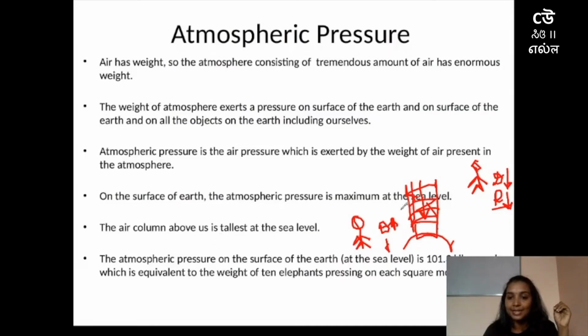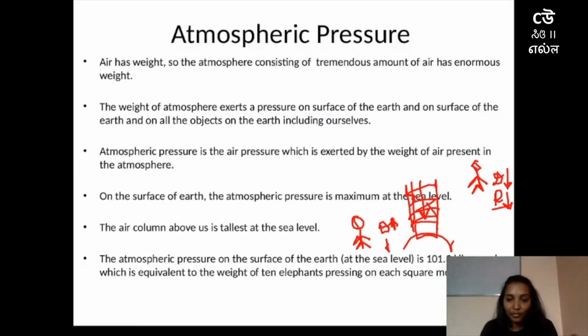That is what I have explained: the air column above us is tallest at sea level. If we consider this air column at sea level, it will be the tallest air column, therefore the density will be more and also the height will be more, so the pressure created in that region will be more. The atmospheric pressure on the surface of Earth is equal to 101.3 kilopascal, or 1.013 into 10 power 5 pascal, and that pressure is equivalent to the weight of 10 elephants pressing on each square meter.